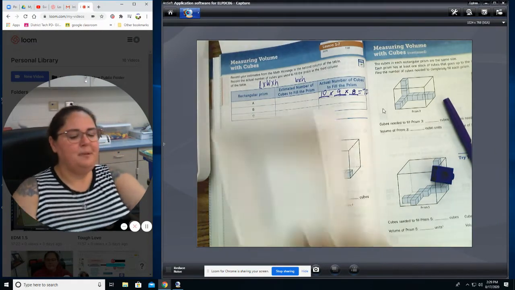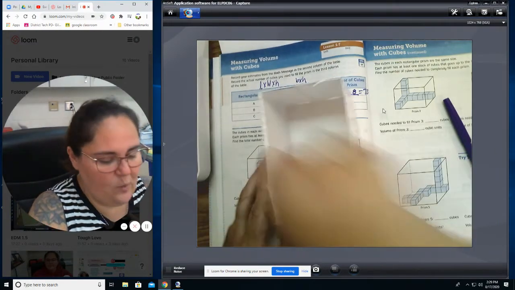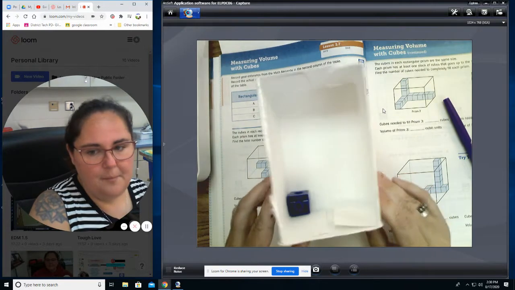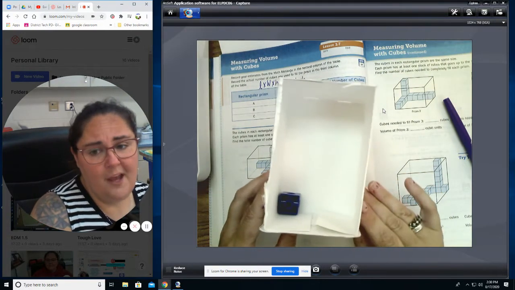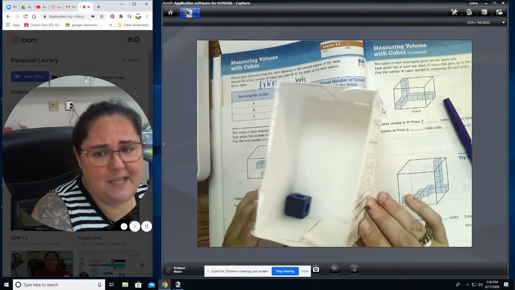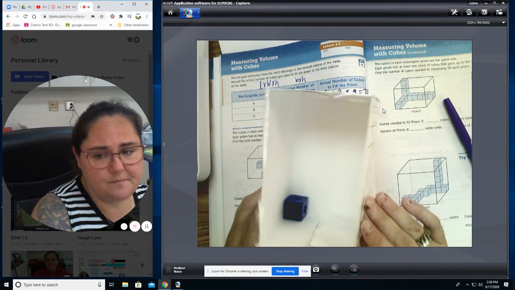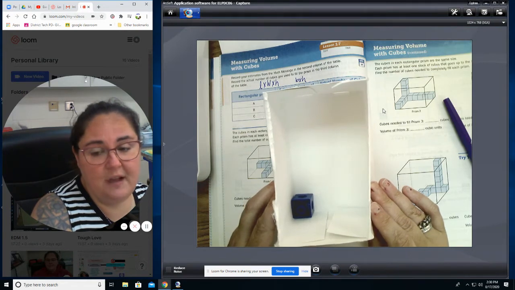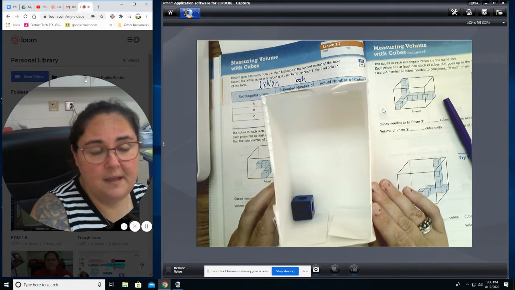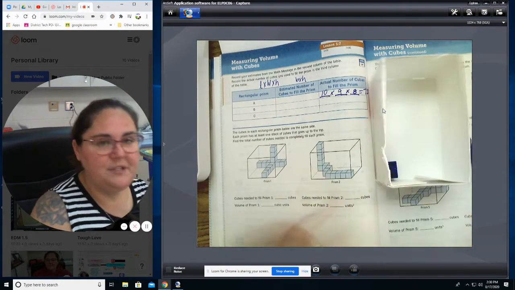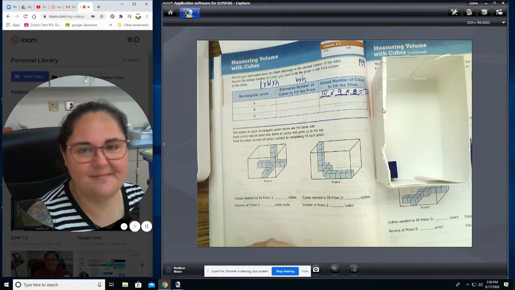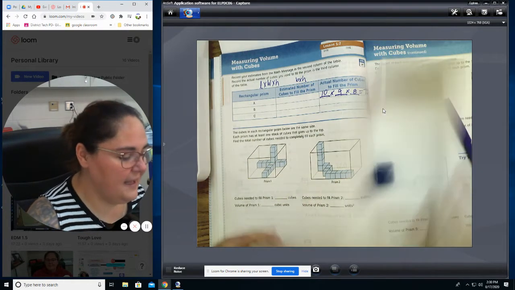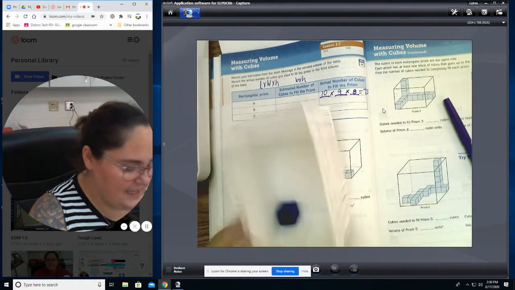Looking at box B. So make a prediction. This is what 1 looks like in there. Make a prediction. About how many do you think it would take to fill it up? About how many do you think would be your length, your width, and your height? Maybe that'll help. Go ahead and pause and write your prediction. All right, I hope you have your prediction done.